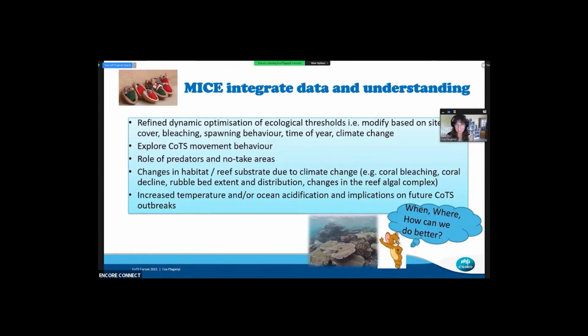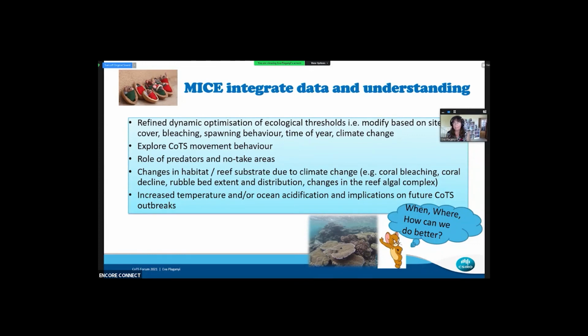So just to summarize some of those points, we're basically using these MICE to integrate all the available data and understanding into one dynamic framework to help support management of when, where, and how can we do better. So, for example, we can use these MICE to come up with dynamic optimization of ecological thresholds. So we could modify the rules we currently have on the on-water tools based on what the site is, what the coral cover is, how much bleaching there's been, aspects of the spawning behavior, and so forth.